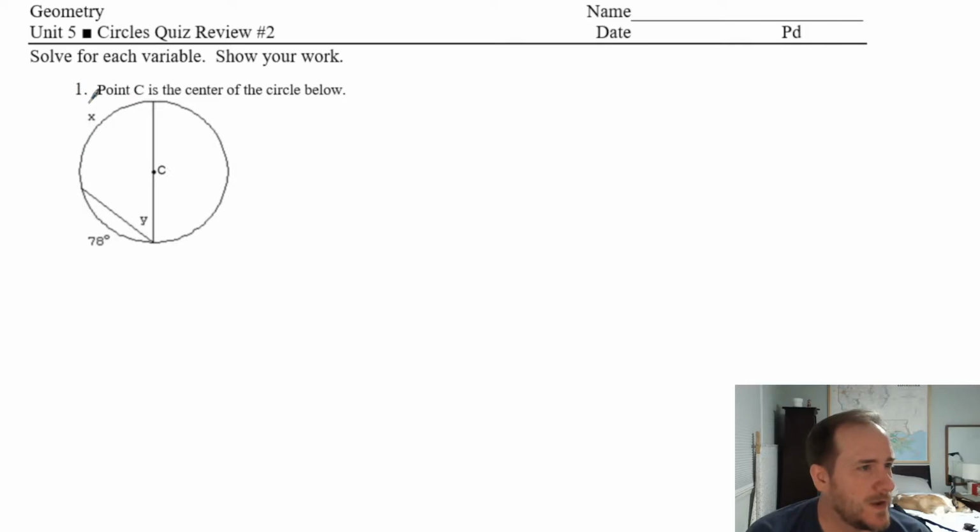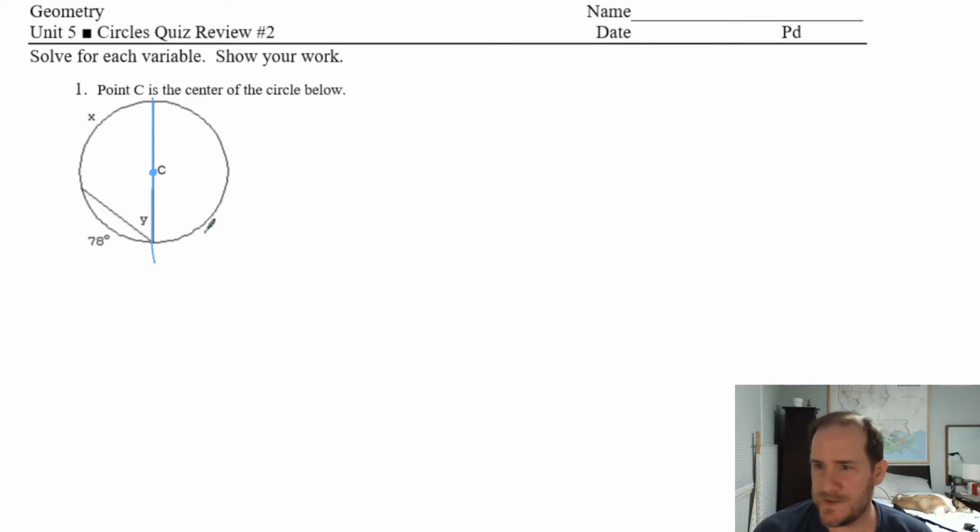But looking here, periods 2 and 3, I fixed this up a little bit from how I gave it to you. I didn't mark that point C was the center of the circle. Probably you guys assumed that that little dot right there was the center of the circle, but that is important to know because if you know that point C is the center of the circle, then you know that this line is a diameter, which means you know that these two arcs over here have to add up to 180 because they form a semicircle.